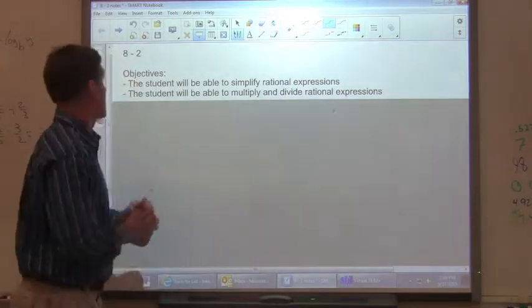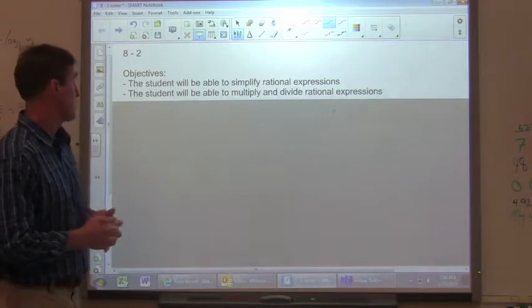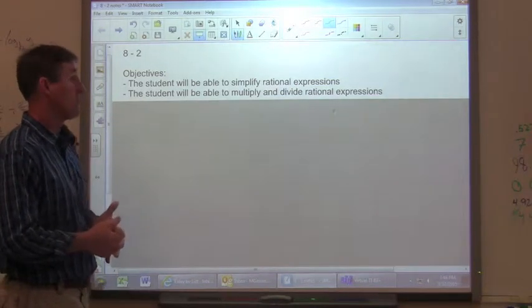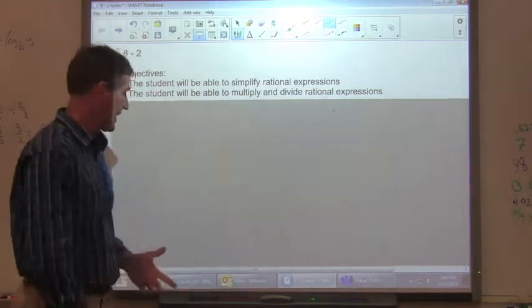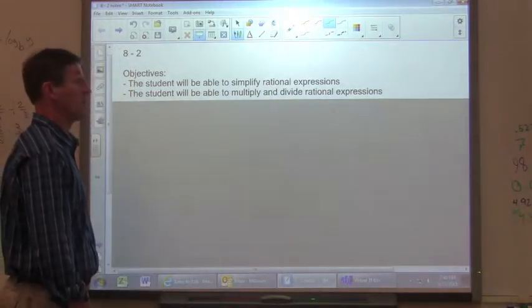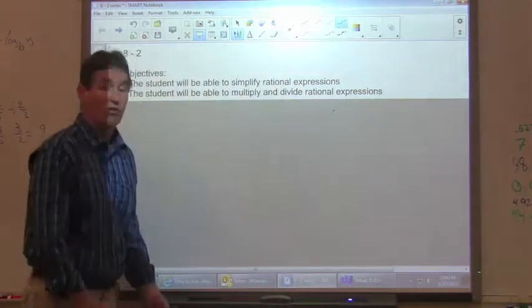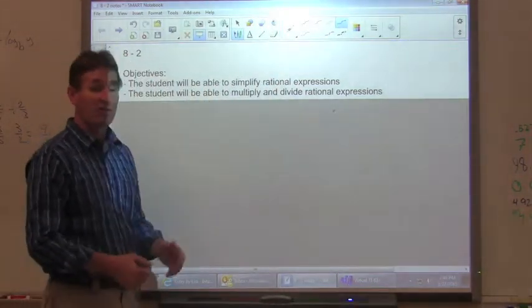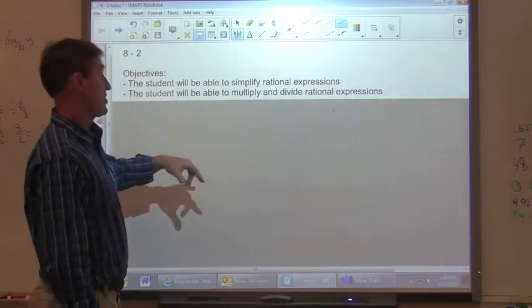All right, today, section 8.2, our objectives are the student will be able to simplify rational expressions and the student will be able to multiply and divide rational expressions. Now, first of all, remember a rational number is any number that can be written as a fraction. So you've worked with fractions for a long time now, and I know it's not your favorite thing for a lot of you. But we're going to simplify rational expressions.